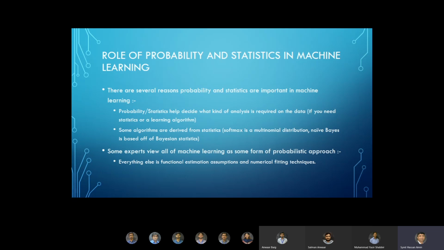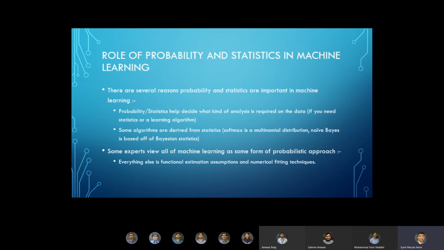Probability and statistics help decide what kind of analysis is required on the data, if you need statistics or a learning algorithm. Some algorithms are derived from statistics. For example, softmax is a multinomial distribution. Naive Bayes is based on Bayesian statistics. A lot of algorithms are explained and justified with the help of probability and statistics. Some algorithms are totally based on that.